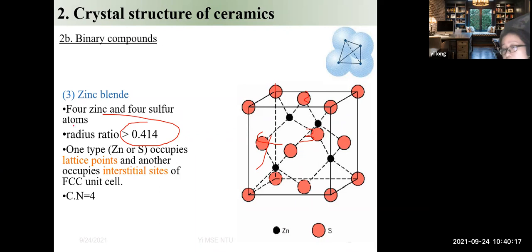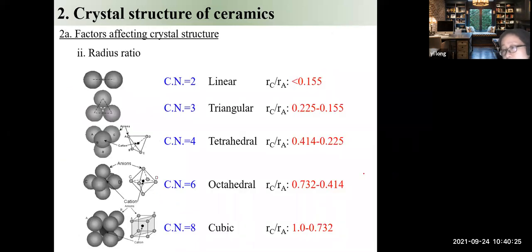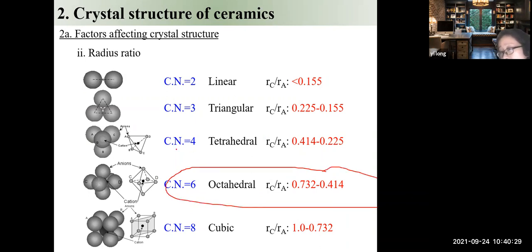Okay, so in this case, we call it a zinc blende structure. You have zinc and sulfide. So we said if larger than this one, you're supposed to have 6, but it is not. It is 4. We call it a tetrahedral structure. You have 1, 2, 3, 4 tetrahedral instead of octahedral, 1, 2, 3, 4, 5, 6. Okay, so it's different.